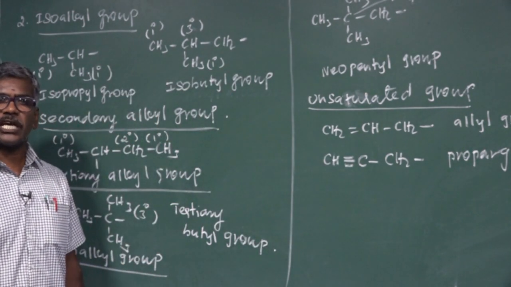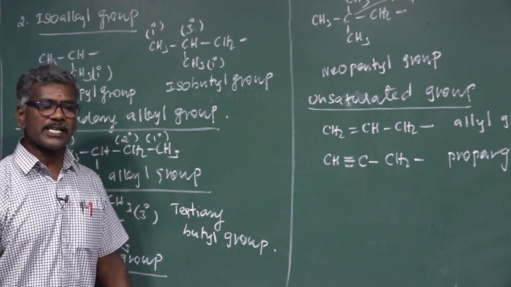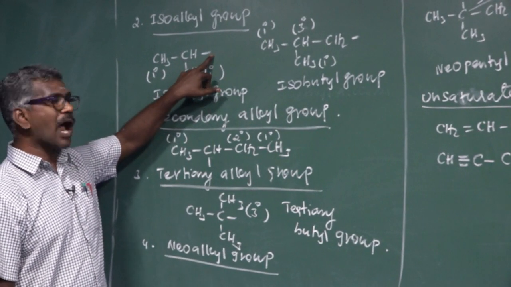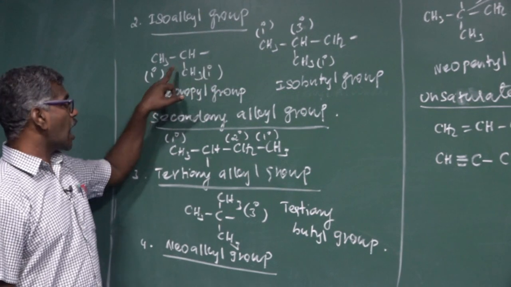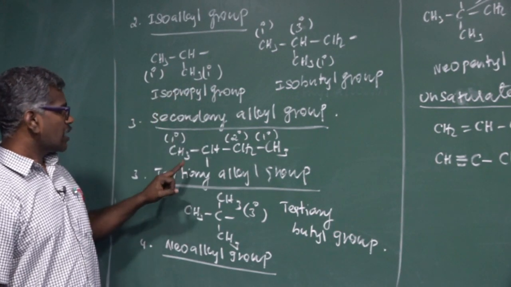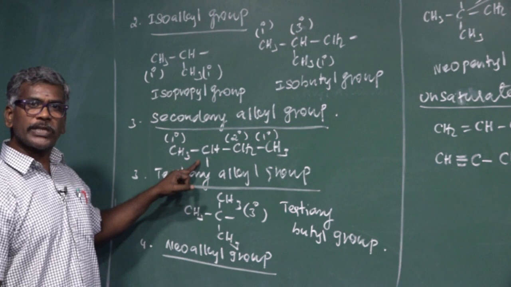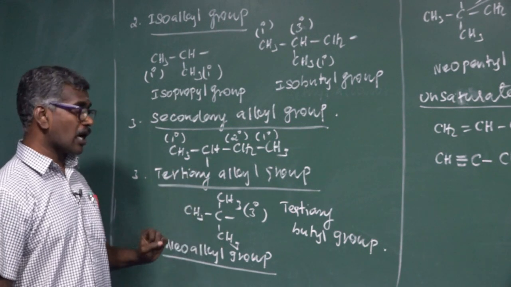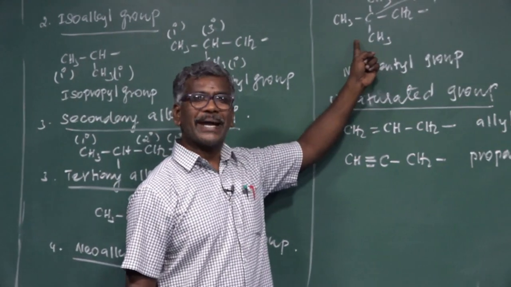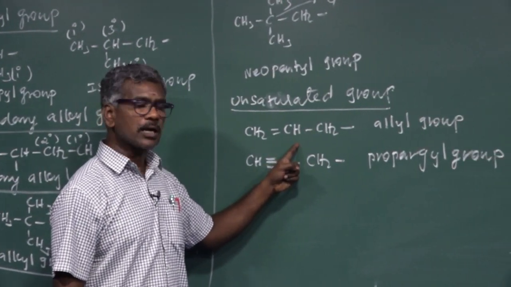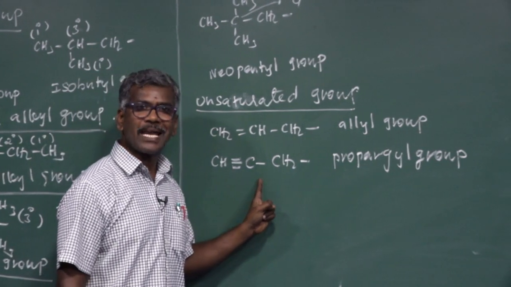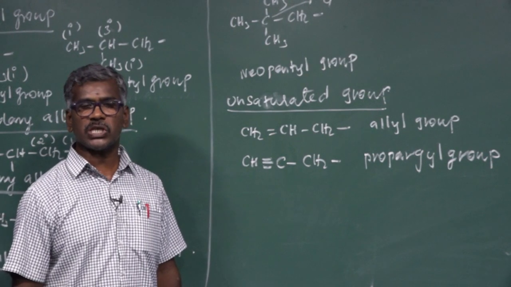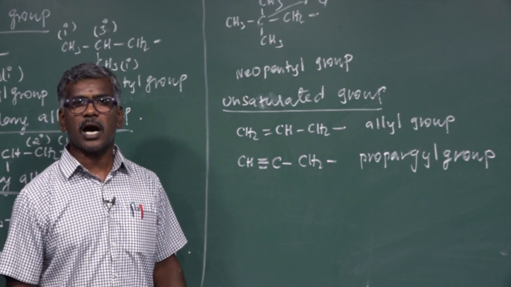For example, there are different types of functional groups. Suppose one functional group is attached to this carbon, suppose an OH group. This is named alcohol. What type of alcohol? Isopropyl alcohol. This one is secondary butyl alcohol. This one is tertiary butyl alcohol. This one is neopentyl alcohol. This one is allyl alcohol. This one is propyl alcohol. These are the examples of saturated and unsaturated groups in some organic compounds.